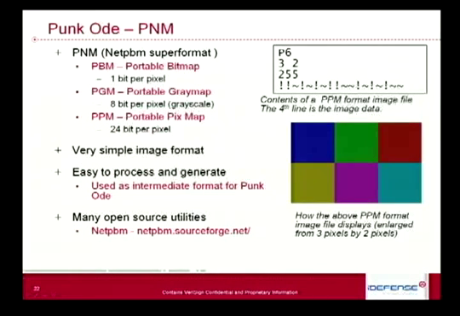The net PBM super format, or PNM, is a group of file formats which are used for storing images. On the right, up the top, is the actual contents of an image file. It's a really simple format. The top is the type of file it is. Then the next 2 values are the width and the height. Then it's the maximum value in it. And after that comes the raw data.